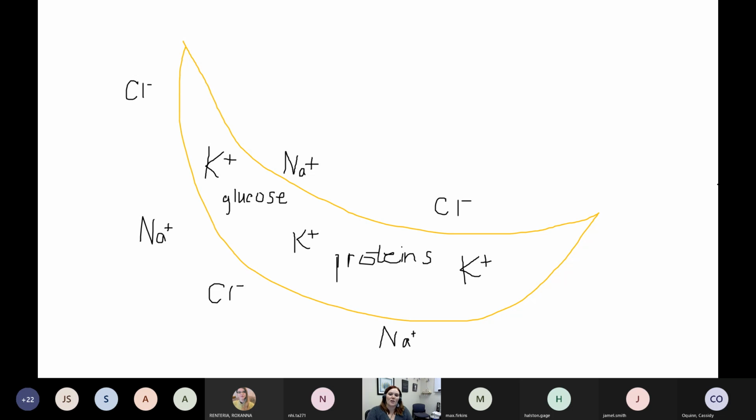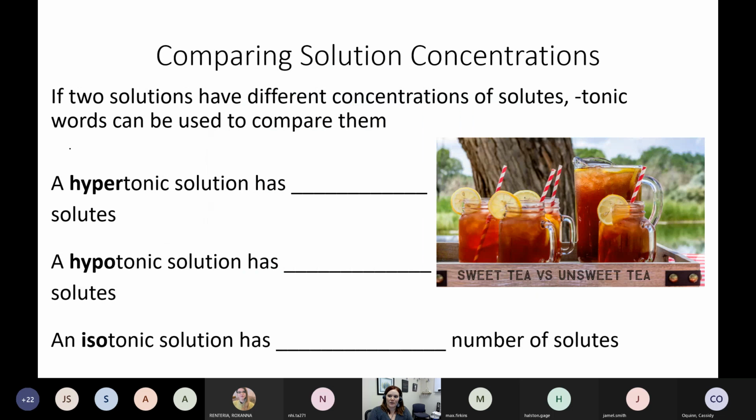All right, so we got this salty banana. We have different concentrations of things inside and outside the cell. Well, that ties into the stuff that we're going to talk about today, what Dr. Ollis likes to call the tonic words. So if we have different concentrations of stuff inside and outside the cell, we're going to compare those concentrations to each other.